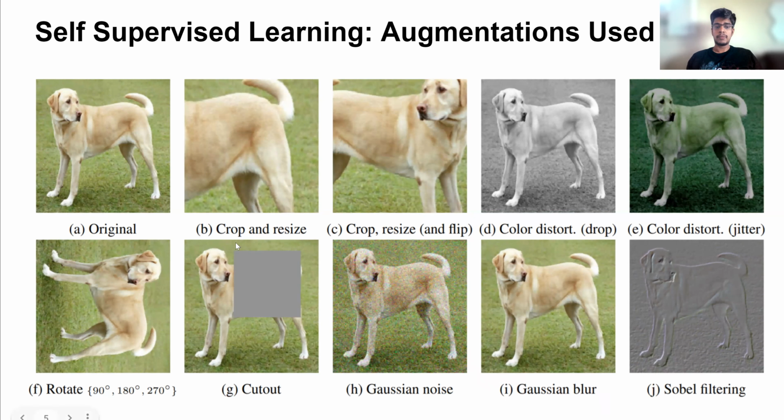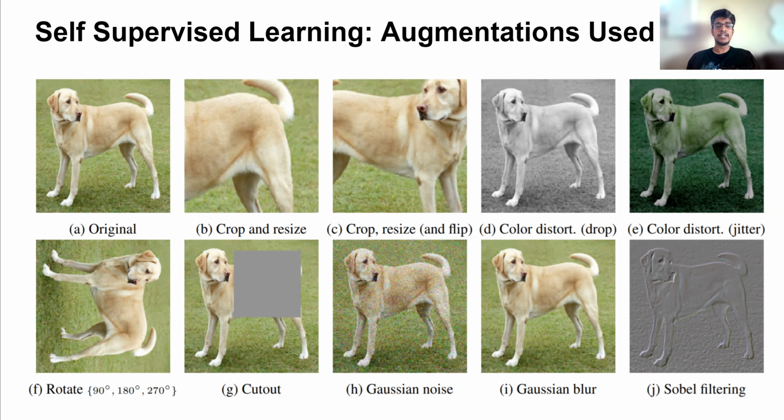So in this particular paper, these are the different augmentations that are used. Crop and resizing, flipping, color distortion, color jittering. Color distortion drop is you just drop the color. Jitters, you change the color by set values randomly. You rotate them 90, 180, 270. Cutouts, so you cut out a particular section of the image, add Gaussian noise, add blurs, and finally Sobel filtering. So these are the different augmentations used, and the idea is that hopefully these augmentations represent the different sorts of invariances that you want to build into your model.